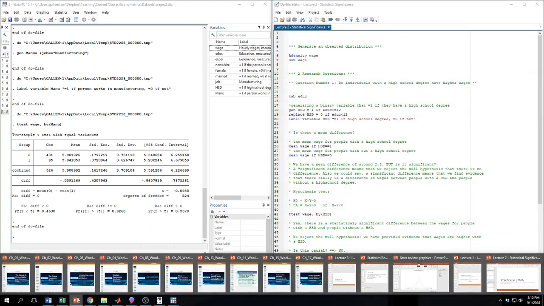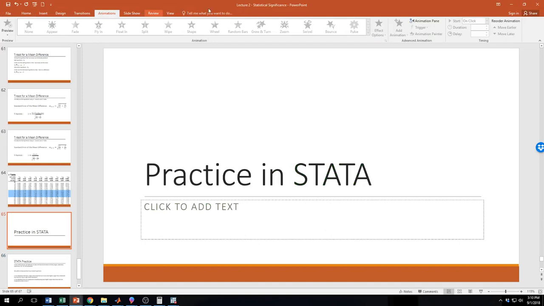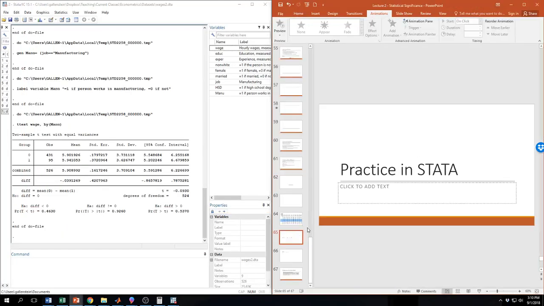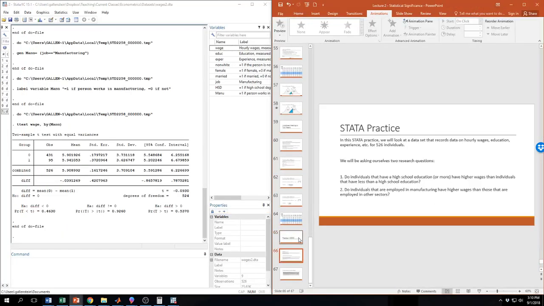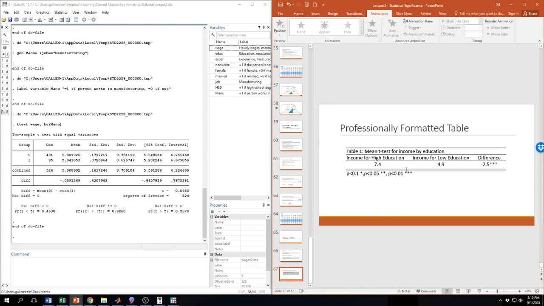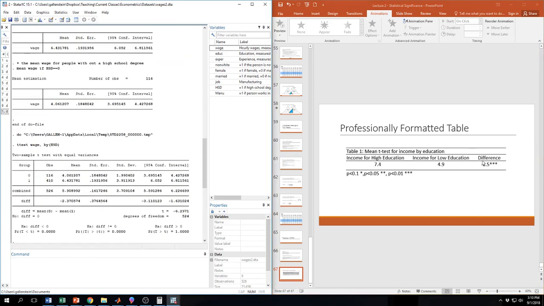Now the last thing that I want to do, I know it's been a long lecture. I just want to show you what it looks like to put this in a professionally formatted table. So here we go. Actually, I'm going to change this live. All right, I'm going to fill in this table. This is what a nice table looks like. Table 1, and then you have the title of the table, and the title makes sense. This is a professionally formatted table for reporting mean differences.